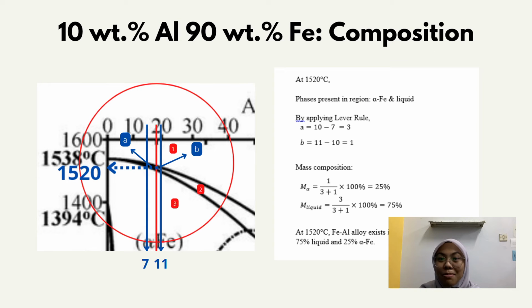Next, how about the mass fraction of the phases that exist at 1520? For 1% of aluminium at 1520 degrees C lies on the region of 2 where alpha ferrum and liquid exist. In order to determine both mass compositions, we apply the lever rule and find the value of A and B, where A is 3 and B is 1. Calculation is resulting at 1520 degrees C. Ferroaluminium alloy exists in both phases as mentioned before.